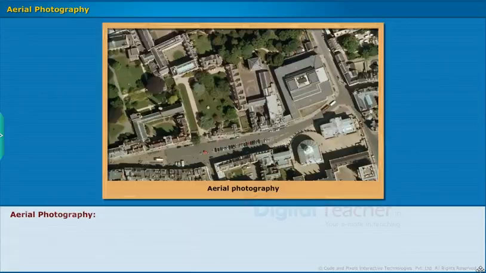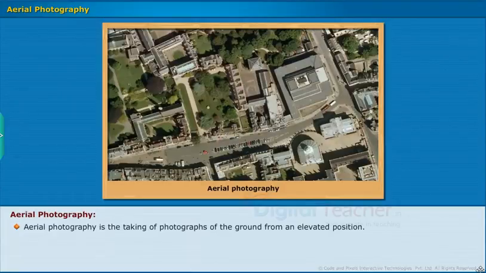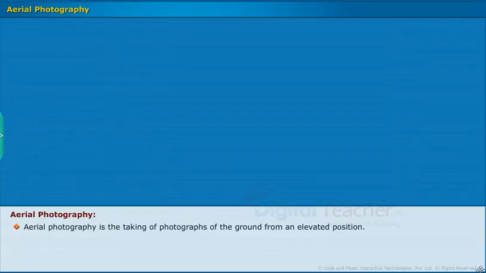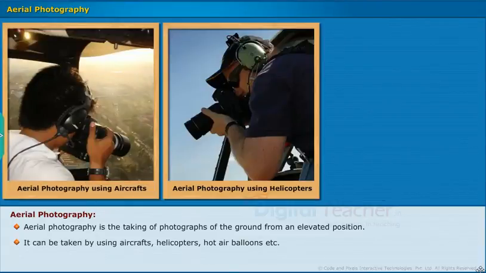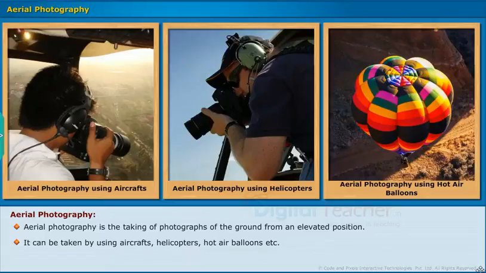Aerial photography. Let us know what aerial photography is. Aerial photography is the taking of photographs of the ground from an elevated position. It can be done using aircraft, helicopters, hot air balloons, etc. Aerial photographs are not maps.